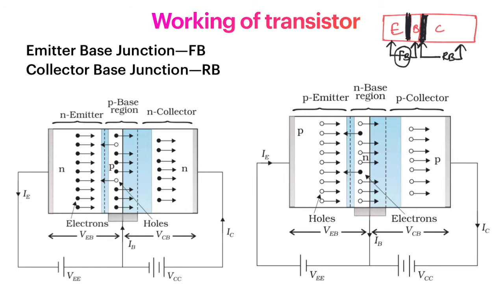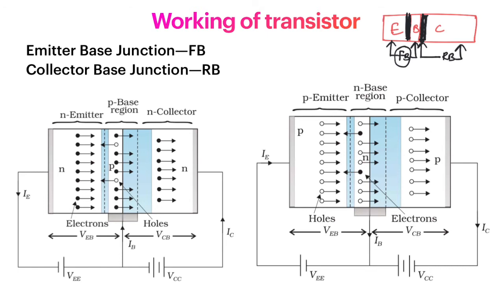Let us see this. Look at this NPN transistor. The first one is the emitter, the second one is the base, and the third one is the collector. Now let's try to understand whether the emitter base junction is in forward bias or not. Yes, it is forward bias. Why? Because forward bias means the N type should be connected to the negative terminal and the P type should be connected to the positive terminal. Right? That is the condition of forward bias.